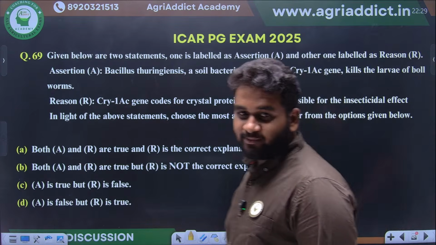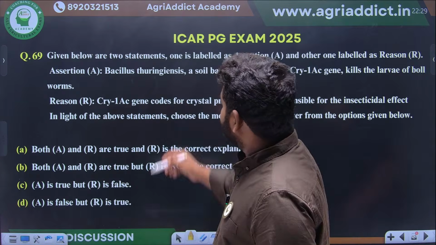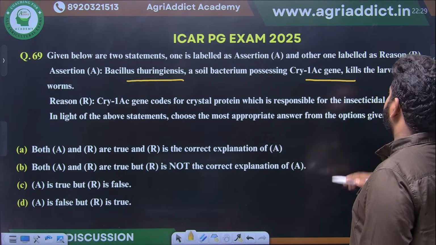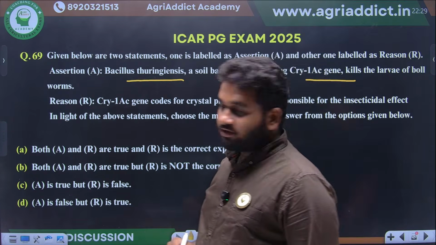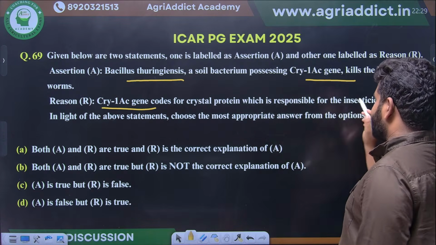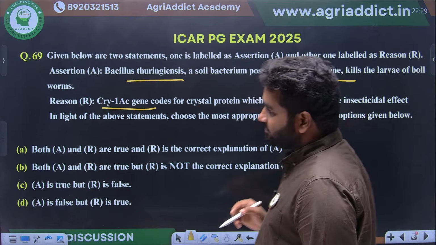Again, there will be a question on BT cotton. You can see here: Bacillus thuringiensis, a soil bacterium, possesses the Cry1Ac gene that kills larvae of bollworm, and the reason is that the Cry1Ac gene codes for a crystal protein, which is responsible for the insecticidal effect.